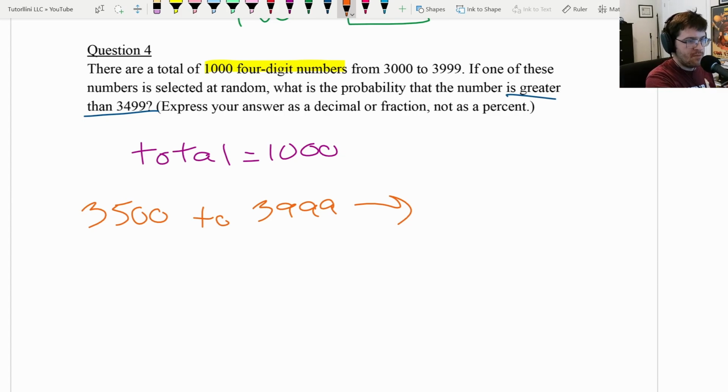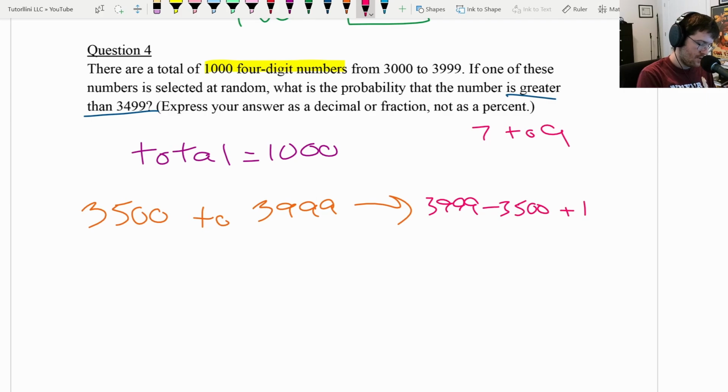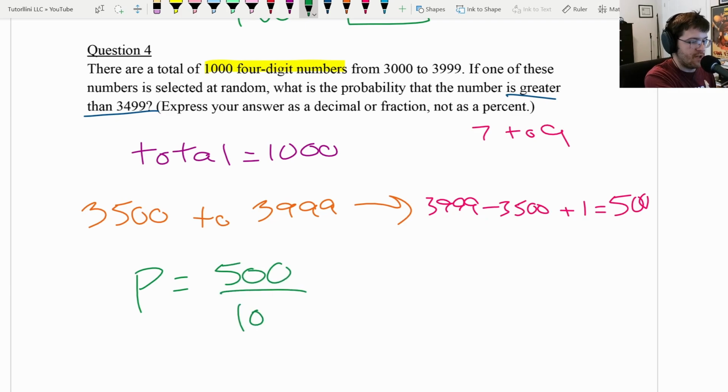So for example, if you wanted to find the numbers from 7 to 9, count on your fingers, 7, 8, 9. That's 3 numbers, right? But 9 minus 7 is 2. So 9 minus 7 is 2, plus 1 would give you 3. So you've got to add that 1. So 3999 minus 3500 and then plus 1. That should give you 499 plus 1, which is 500. So our desired is 500. So the probability is 500 over 1,000, which simplifies to 1/2.